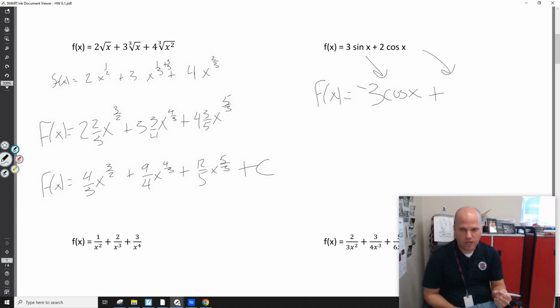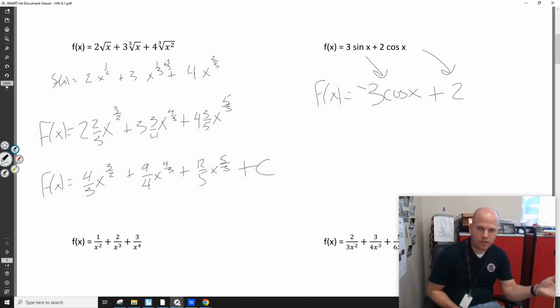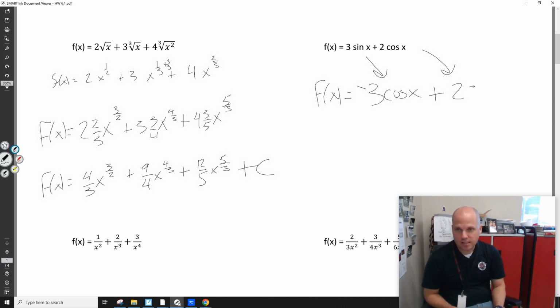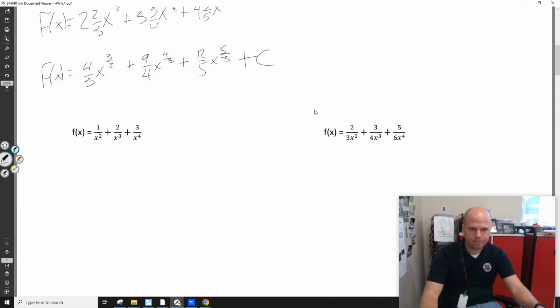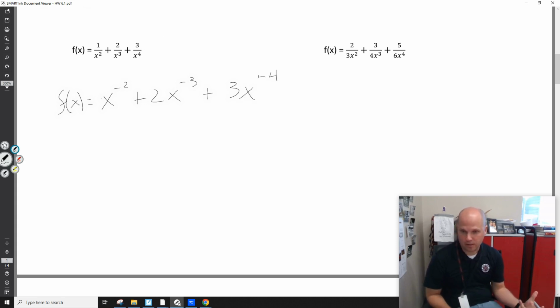2 cosine. Leave the 2. The derivative of sine is cosine, so the antiderivative of cosine is sine. It's not something you memorize. You just keep the derivatives in your head. If you have stuff in the bottom, you're going to rewrite using negative powers. You're not allowed to use the power rule in a denominator.